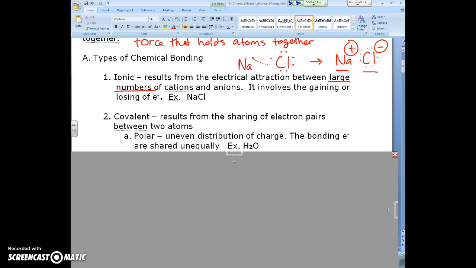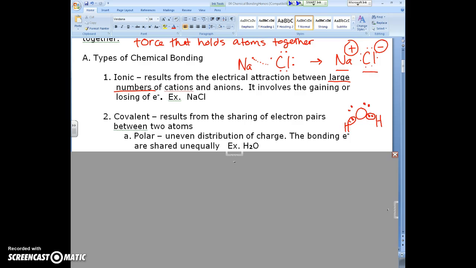So I'm going to do some drawings here. You're going to be able to draw these in about a week, so for now it's just about exposure. I've got oxygen. It's in group 16, so it has 6 valence electrons. Then we have 2 hydrogens. Each hydrogen has 1 valence electron, and they end up sharing these electrons right here. Each hydrogen has access to 2, and each oxygen has access to 8: 1, 2, 3, 4, 5, 6, 7, 8. And that makes it a nice, happy, stable molecule.